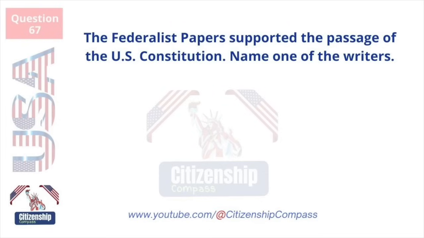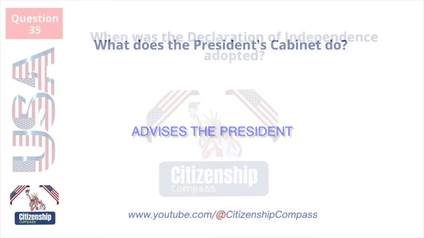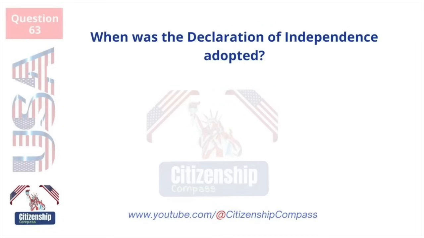The Federalist Papers supported the passage of the U.S. Constitution. Name one of the writers. James Madison. What does the President's Cabinet do? Advises the President. When was the Declaration of Independence adopted? 4th, 1776.